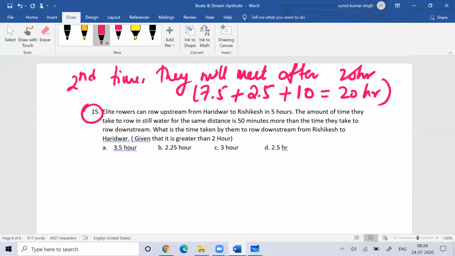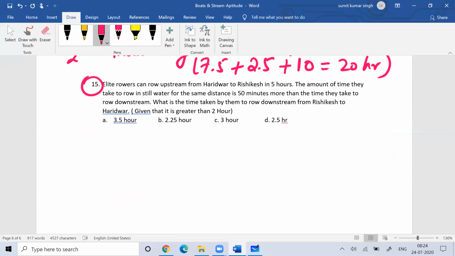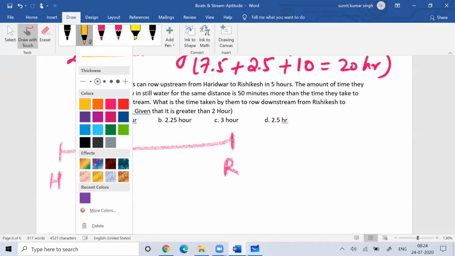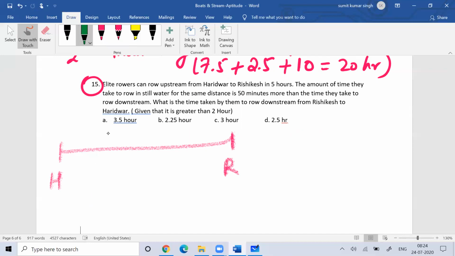So elite rowers can row upstream from Haridwar to Rishikesh. Two places are given to you, Haridwar to Rishikesh. Elite rowers can row from Haridwar to Rishikesh in 5 hours upstream. Upstream means water is moving from Rishikesh to Haridwar, and the time upstream is 5 hours.